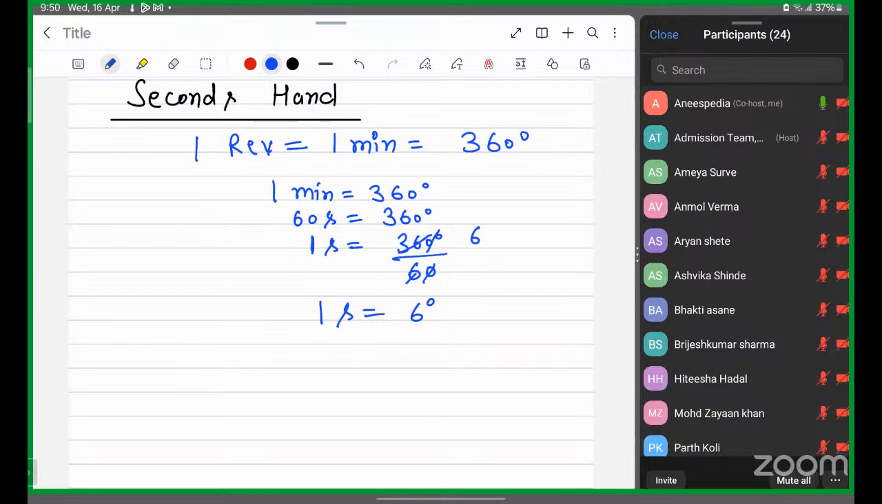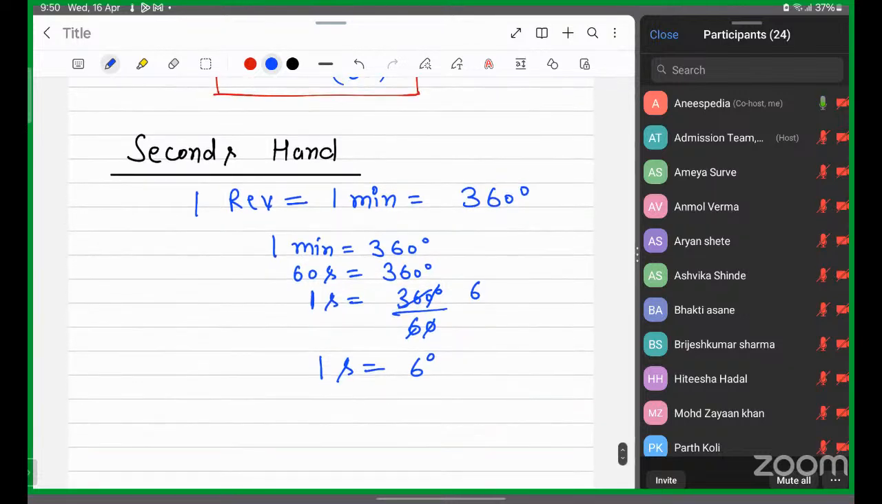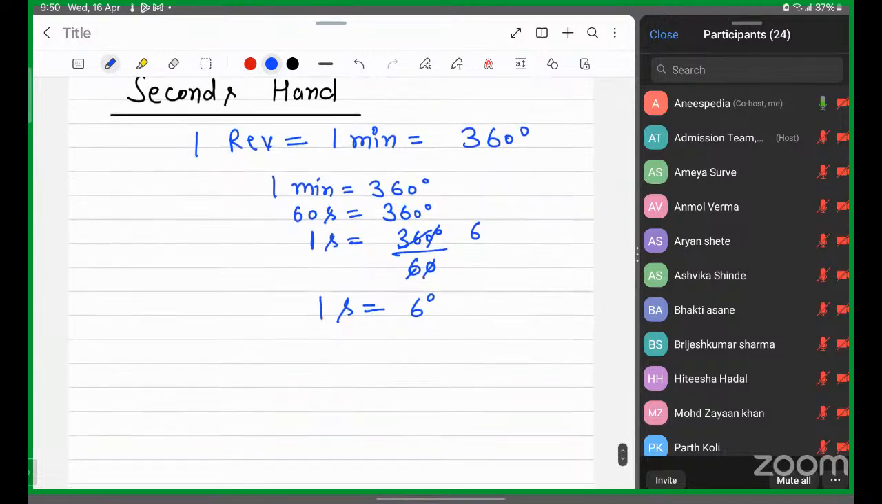One revolution means 1 minute, and in 1 minute it will travel 360 degrees, which means in 60 seconds it travels 360 degrees. So for 1 second it will travel 6 degrees. Understood, or any doubt?